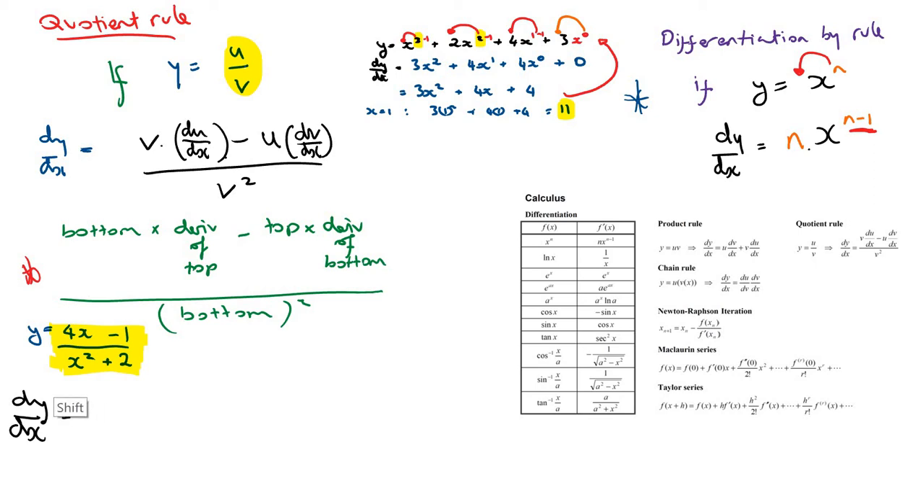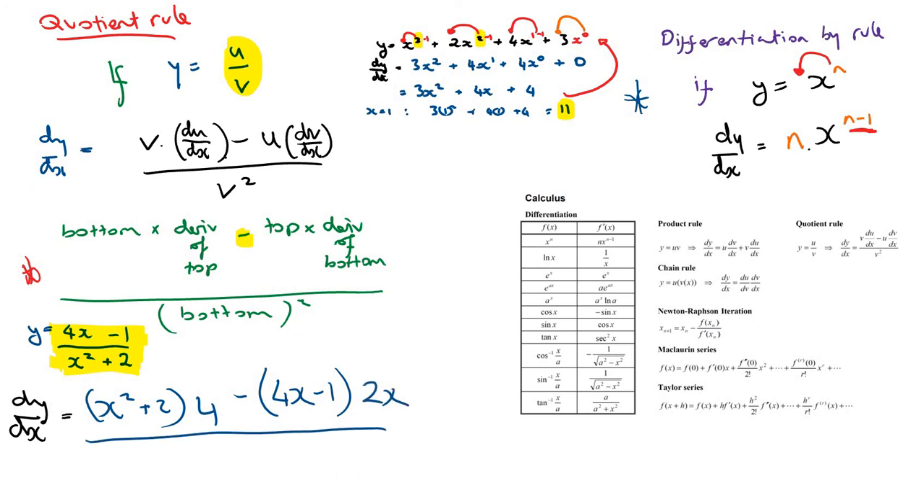So the bottom part, our denominator of a fraction here, is x squared plus 2. So I'm going to be multiplying that by the derivative of the top. So the derivative of 4x minus 1 is just 4. Then I'm going to subtract the top, which is 4x minus 1, our numerator, by the derivative of the bottom. The denominator is x squared plus 2, so the derivative of that is bring the 2 to the front, that's just 2x. And then what you do is you just divide that all by the bottom part to be squared.